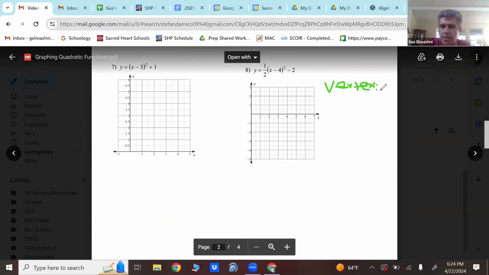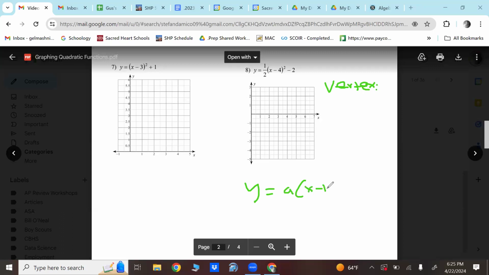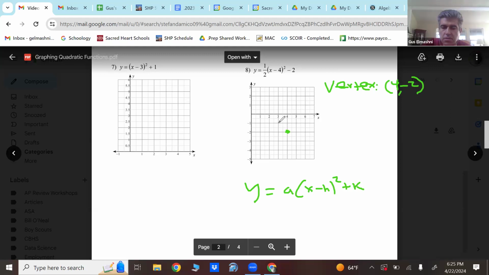So remember the vertex form is this. So it's 4, -2. Yeah, 4 comma -2. And then you make a table.